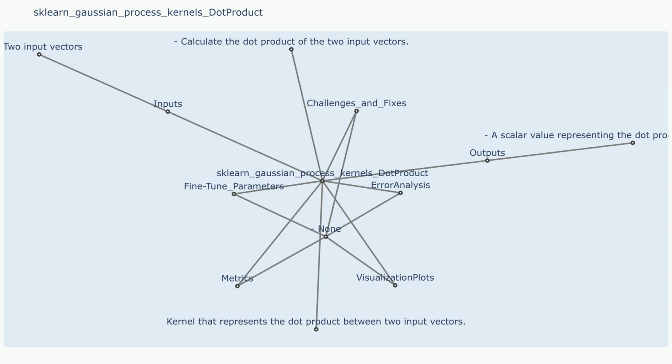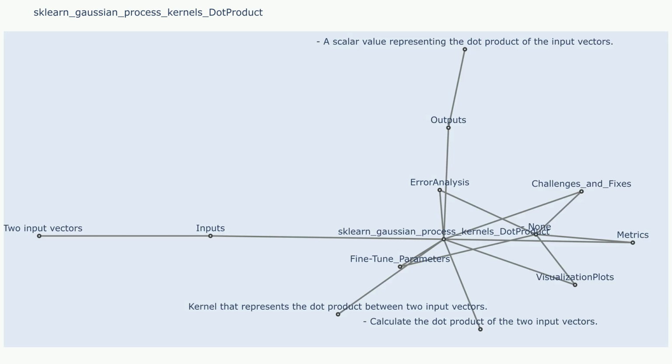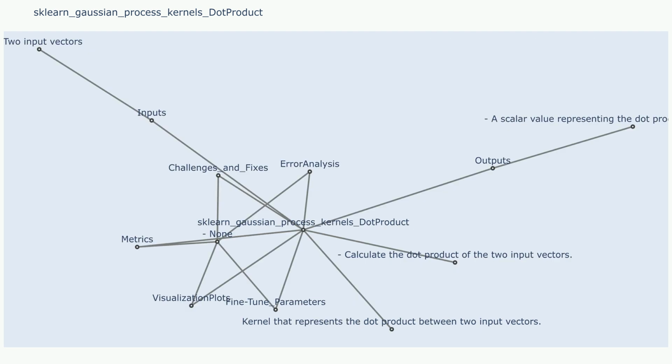sklearn Gaussian process kernels. Product description. The dot product kernel, also known as the linear kernel, computes the dot product between two input vectors. It assumes a linear relationship between the input features and the target variable. This kernel is suitable for data that exhibits linear trends.